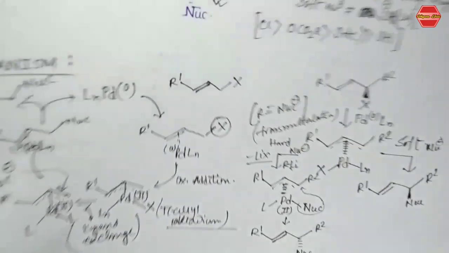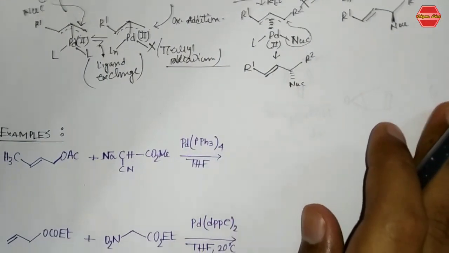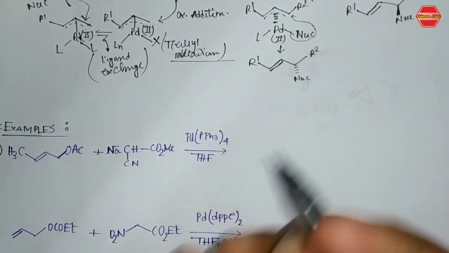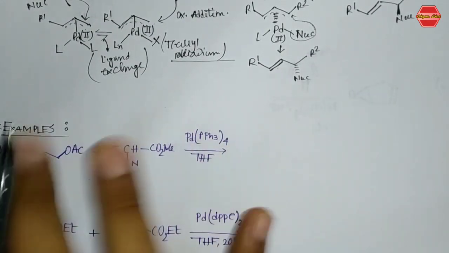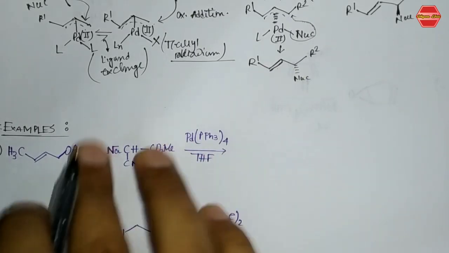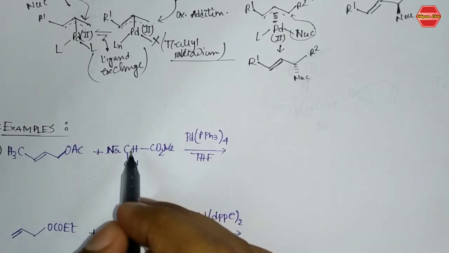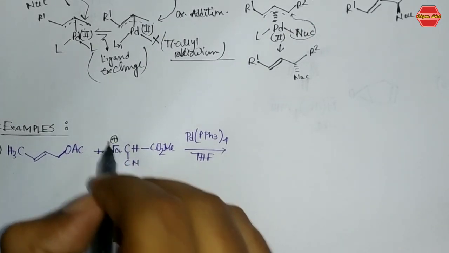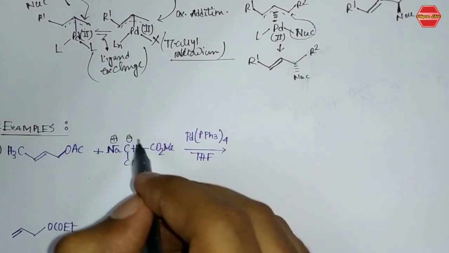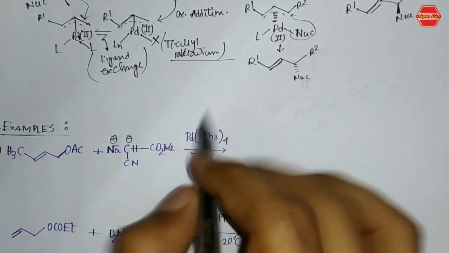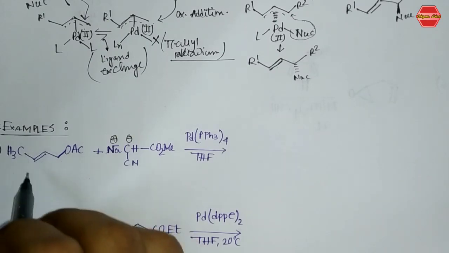So let's see some examples. That is quite important, and I hope this will help you understand how we can predict the product and how we can do this overall Tsuji-Trost reaction. If you have this group over here, you can see Na plus and CH minus given. Now this negative is quite stable because two electron withdrawing groups are attached to this nucleophile. So palladium is given to you, so it will first attack with this one.